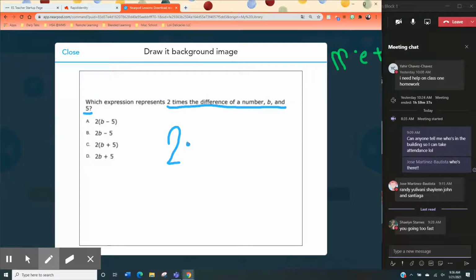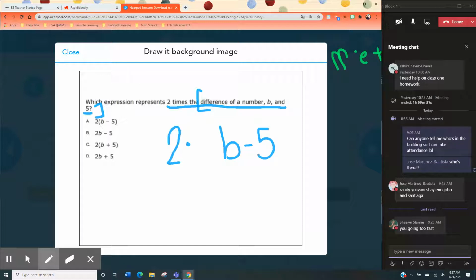Can someone either say or type in, what does the word difference mean? What would I be doing? Am I adding, multiplying, subtracting? Subtracting. So when it's asking me for the difference, I'm subtracting. It's asking me for the difference of a number b and 5. So I'm looking for the difference between b and 5.